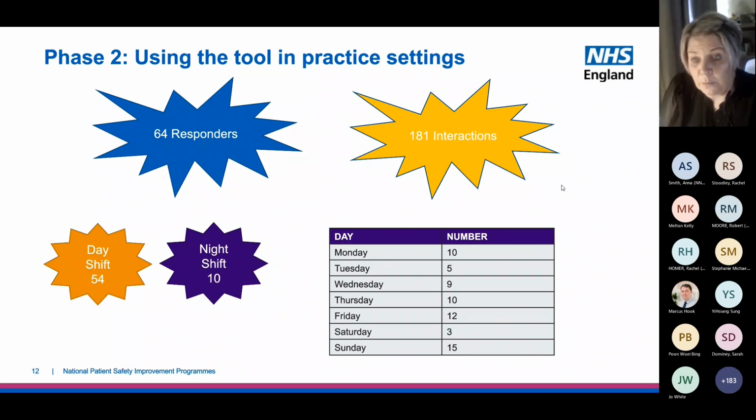The results were wonderful from the phase 2 testing phase. We had 64 responders, and of those 64 responders, the tool had been used for 181 interactions. So there had been 181 separate interactions on those tools during that testing phase. And we really wanted to understand if there was any difference between night shift and day shift, and what day of the week. So we'd asked for the organisations to think about how they could plan this out so that we had an overview of what that looked like.